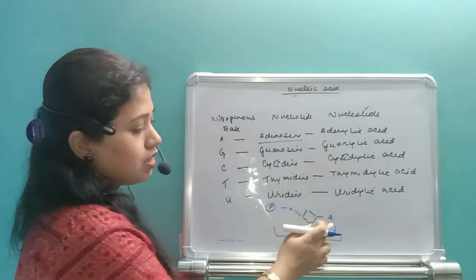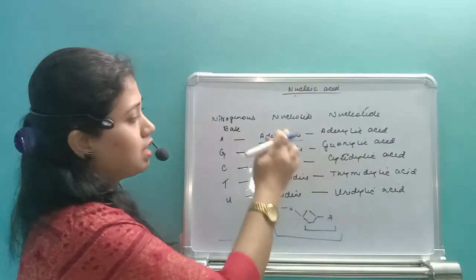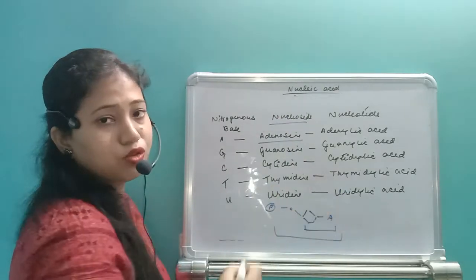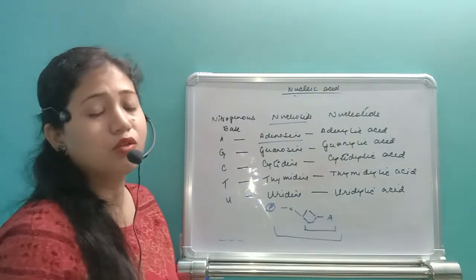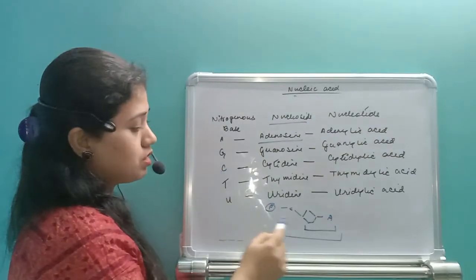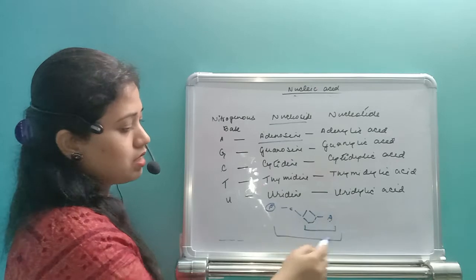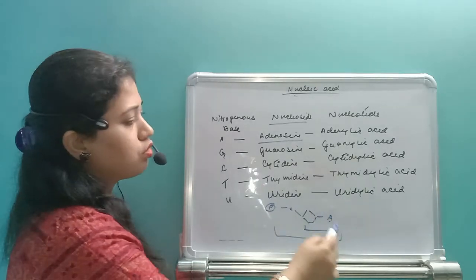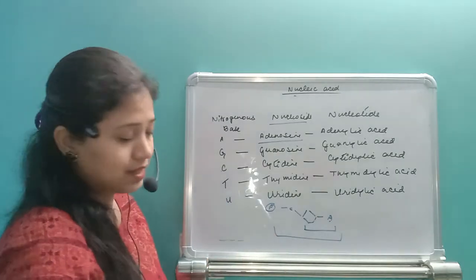Next one, if the nitrogenous base is guanine, then this nucleoside will be guanosine, and this nucleotide will be guanylic acid. Next one, if cytosine is present as a nitrogenous base, then this nucleoside will be called cytidine, and this whole nucleotide will be called cytidylic acid.